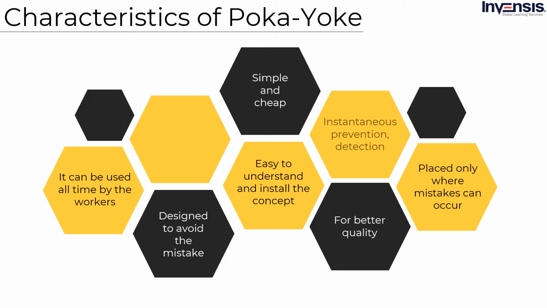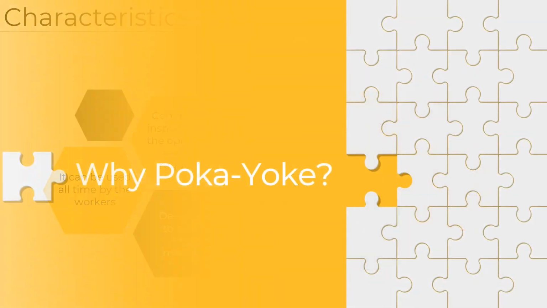The main aim of Poka-Yoke is to detect and prevent errors, and this is done instantaneously. So, this becomes the next characteristic of Poka-Yoke. The next best characteristic of a Poka-Yoke system is that continuous inspection by the operators is not required. This is because the result is obtained instantly and no inspection is needed. Understanding the features of Poka-Yoke, let us continue the video by knowing the reasons to use Poka-Yoke.